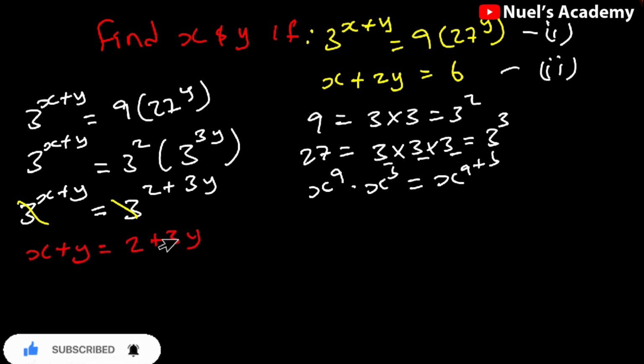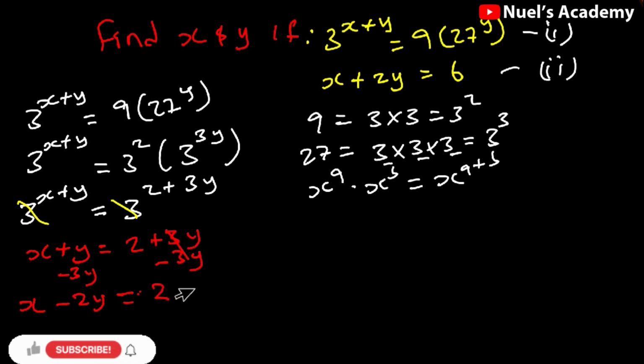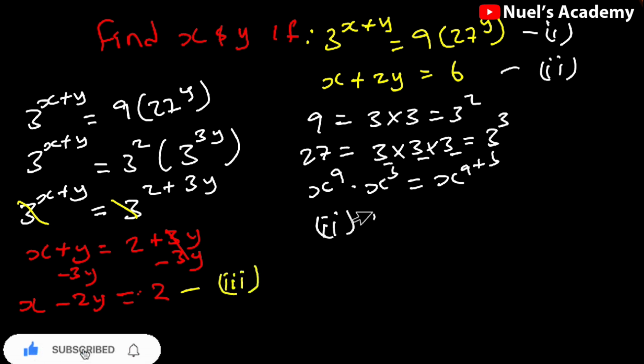So let's take all the variables to the left hand side. So let's subtract 3y from both sides. We are going to have x. Now y minus 3y is equal to -2y, then equal to 2, because this and this are going to cancel. So this is going to be our equation II. So we are now going to solve equation I and II simultaneously. So this and this is a simultaneous equation. We are going to solve them.